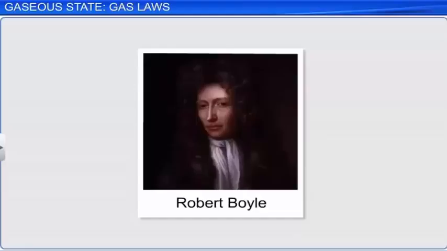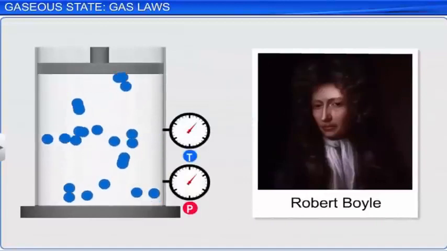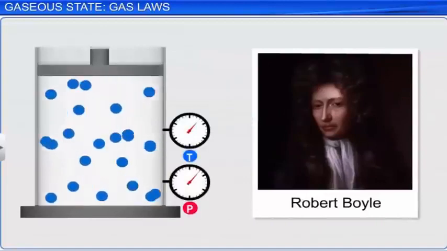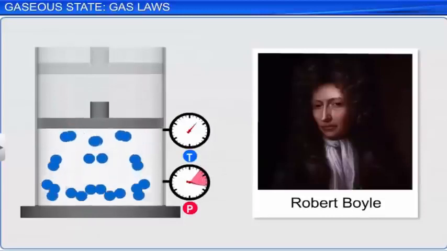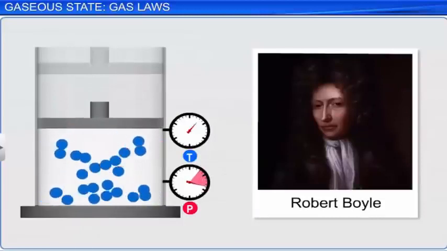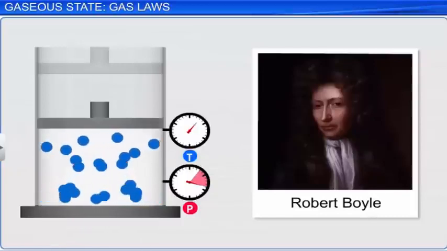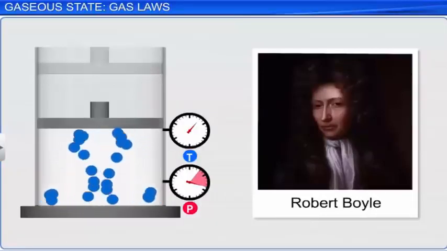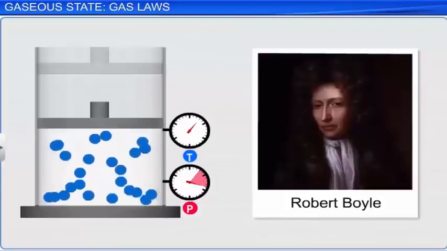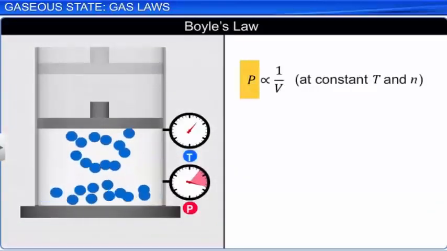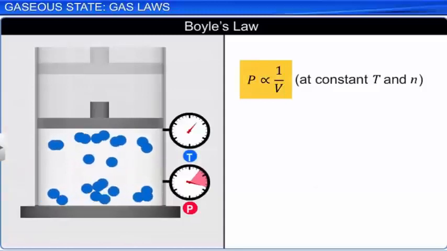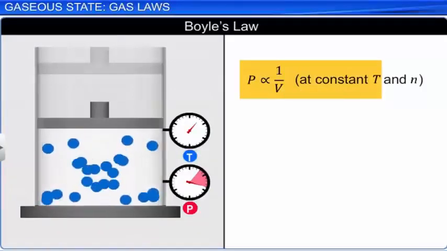In 1662, Anglo-Irish scientist Robert Boyle, after conducting various experiments, concluded that at constant temperature, the pressure of a fixed amount of gas is inversely proportional to its volume. This is known as Boyle's law. Mathematically, Boyle's law can be written as P ∝ 1/V at constant temperature T and number of moles of the gas N.